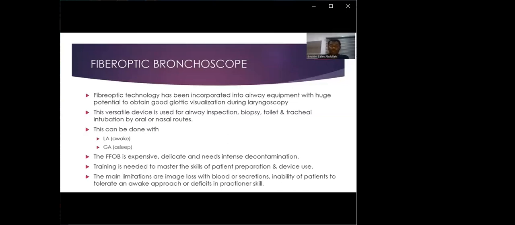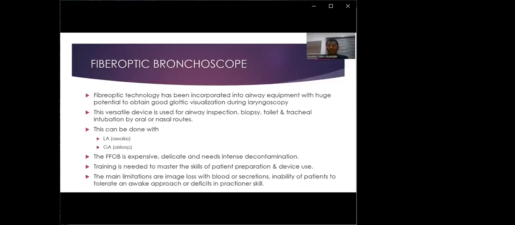And because this equipment is lacking in our training institutions, the skill is not readily available. So the main limitations are image loss, which can occur because of blood or secretions, or inability of patients to tolerate an awake approach, or deficit in practitioner skill. But because it has a suction and oxygenation channel, the view can be improved.